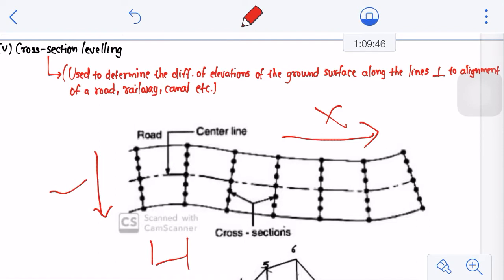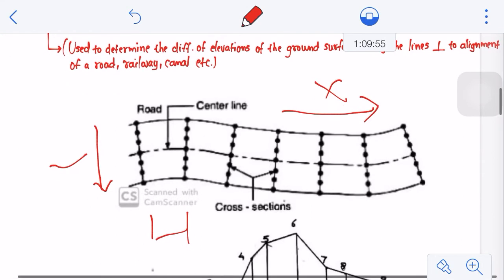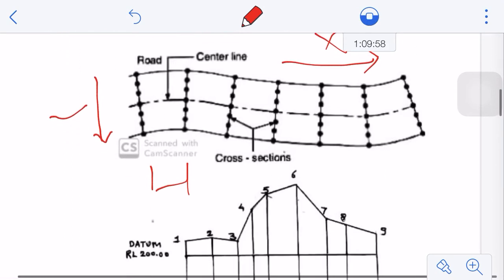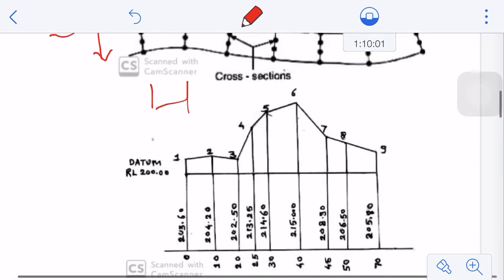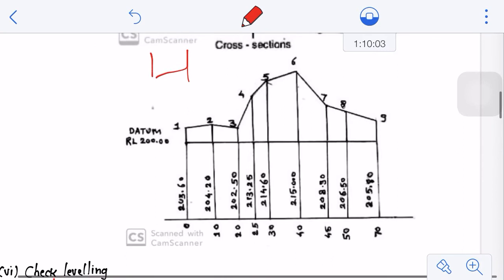So the cross sections are used for various purposes. Again, they are used for the estimation of quantities, as I mentioned for the profile leveling, and for finding out the cross section of the area, how hilly it is or how much slope there is across the section. The second figure you can see here is a typical example of your cross section leveling.